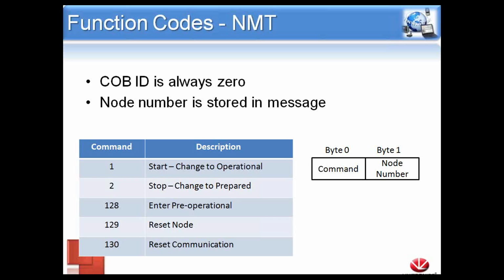The COB ID for NMT commands is actually always 0. Instead, the node number is stored in the message itself. So an NMT command is going to be 2 bytes. Byte 0 is going to be the command, and byte 1 is going to be the node number. For example, command 1 on node 2 would tell node 2 to go into start mode or change its state to operational.